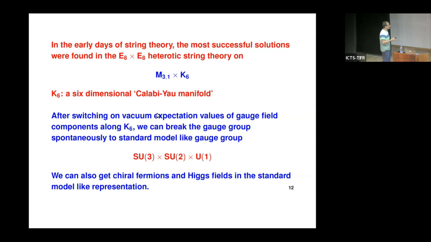So here, because we have these E8 cross E8 gauge fields in 10 dimensions, we can switch on vacuum expectation values of these gauge fields. And we want to switch on the gauge field components along this compact space, because you don't want to destroy the 3+1 dimensional Poincare invariance. But by doing this, we can break the gauge group spontaneously to some standard model like gauge group, including SU3 times SU2 times U1, which is exactly the standard model gauge group. We can also get chiral fermions and Higgs fields in the standard model like representation. In particular, the fermions in the fundamental of SU3, fundamental of SU2, and so on.